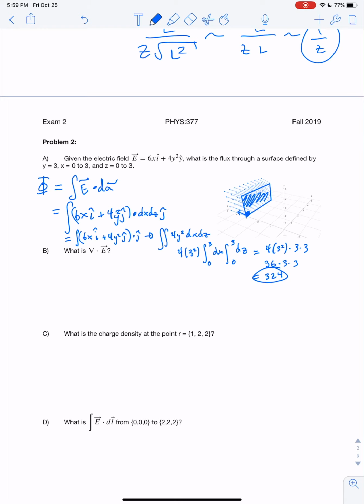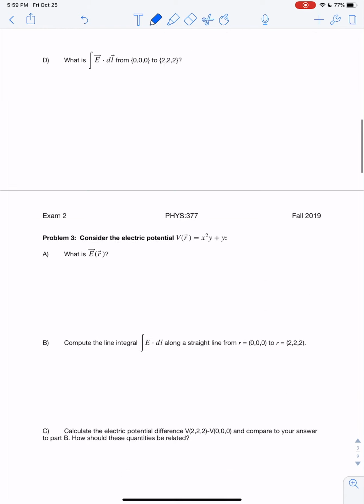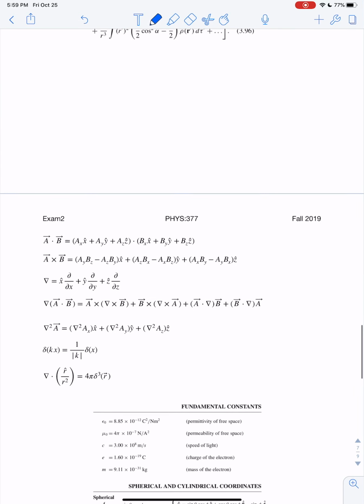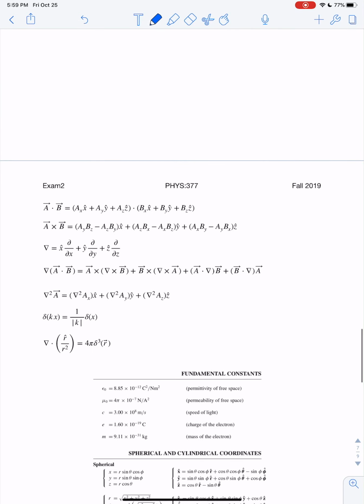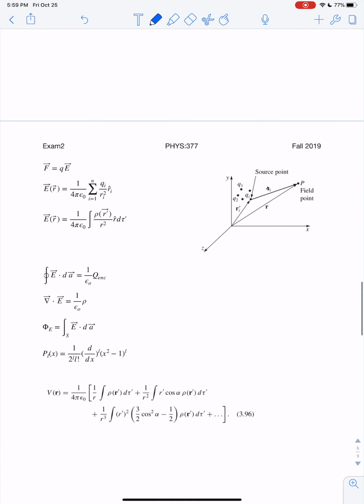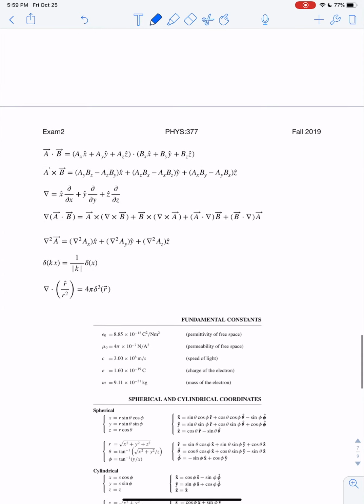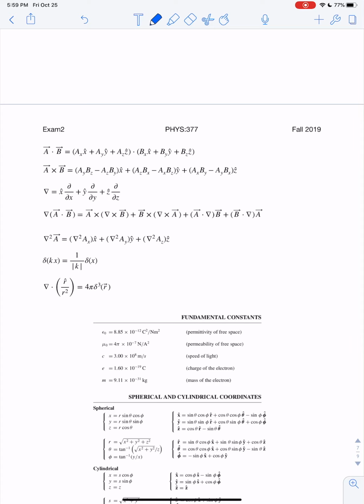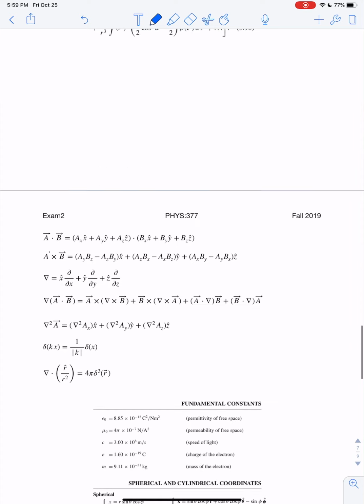What is del dot E? Okay, del dot E is, by definition, if we go to the equations at the end, del dot E is... did I go too far? Well, del is x hat d dx.